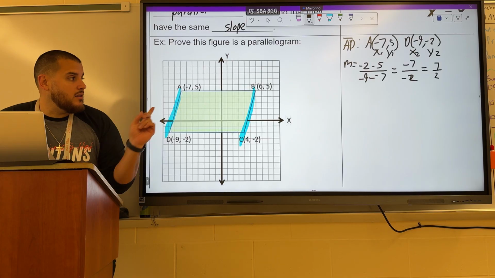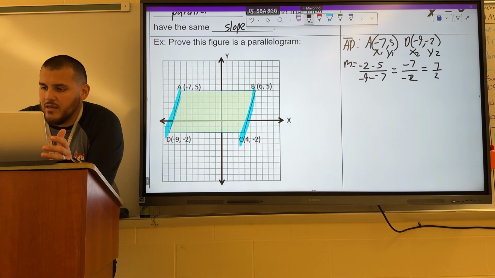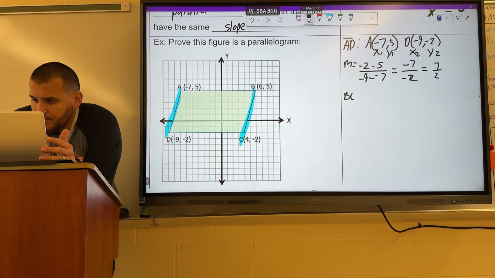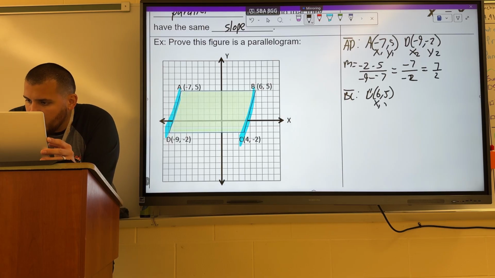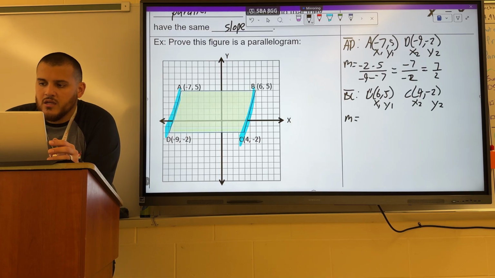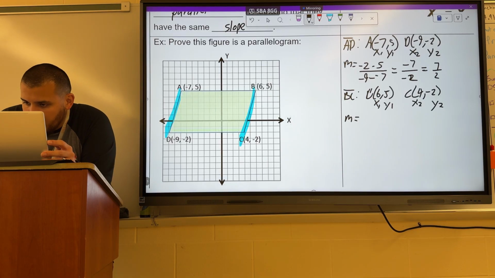Again, for this to be a parallelogram, BC would need to have the same exact slope. So let's prove it. Again, staying organized, we have point B at 6, 5. That's x1, y1, and we have point C at +4, -2. That's x2, y2. That's a +4 there for that x2. Sorry for my handwriting. And again, plugging into my slope formula, y2 minus y1, I got -2 minus 5 up top. Then we have x2, 4 minus x1, that's 6.